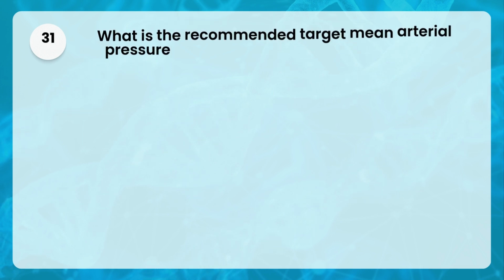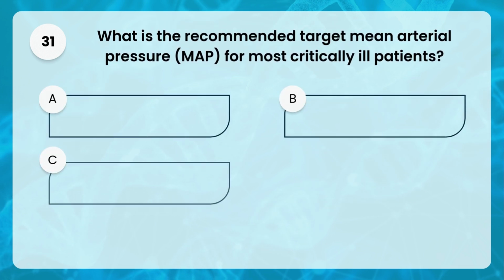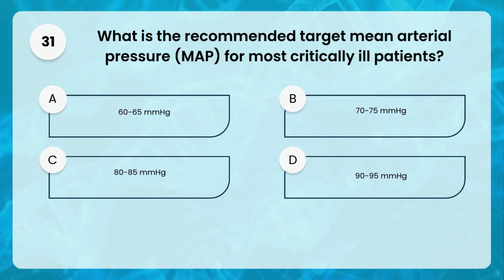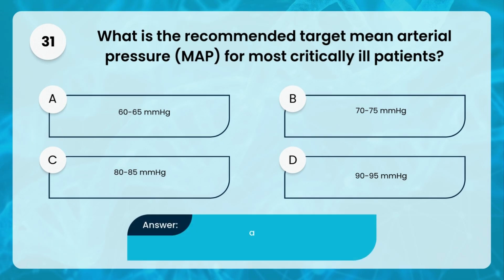Number 31. What is the recommended target mean arterial pressure, MAP, for most critically ill patients? A. 60 to 65 millimeters of mercury. B. 70 to 75 millimeters of mercury. C. 80 to 85 millimeters of mercury. Or D. 90 to 95 millimeters of mercury. The answer is A.